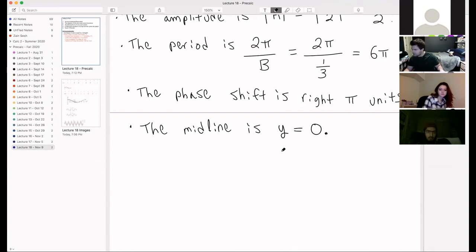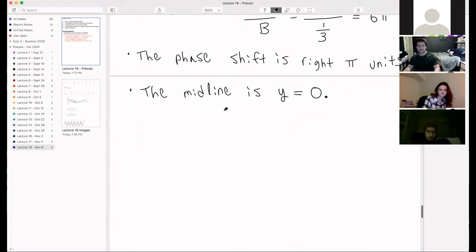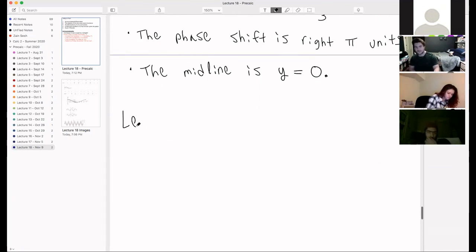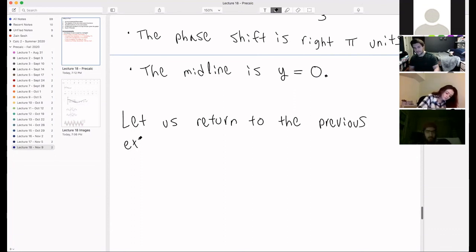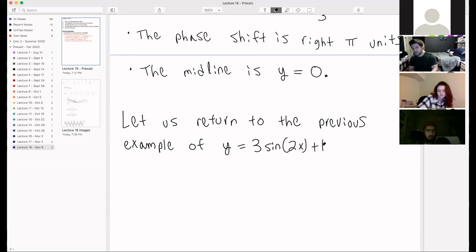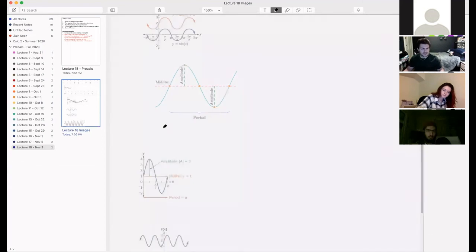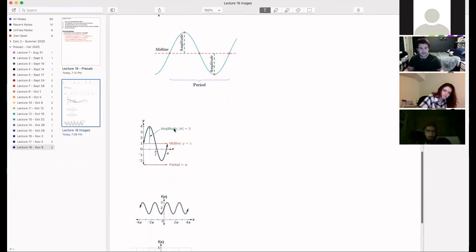All right, so what did I want to do? I want to return to the previous example of y equals 3 times sine of 2x plus 1. This is kind of a new thing we're doing now. So let us return to the previous example. All right, let me grab that image. I think I have it here. Yeah, it is right here. That's good.